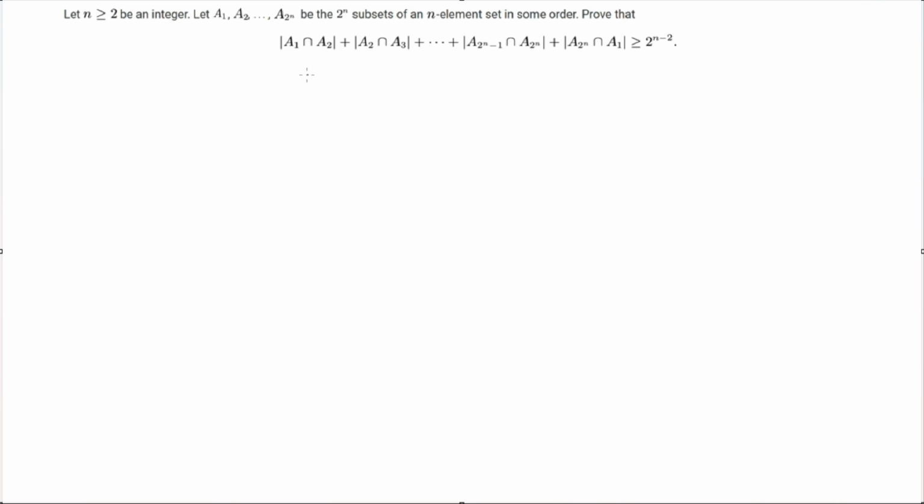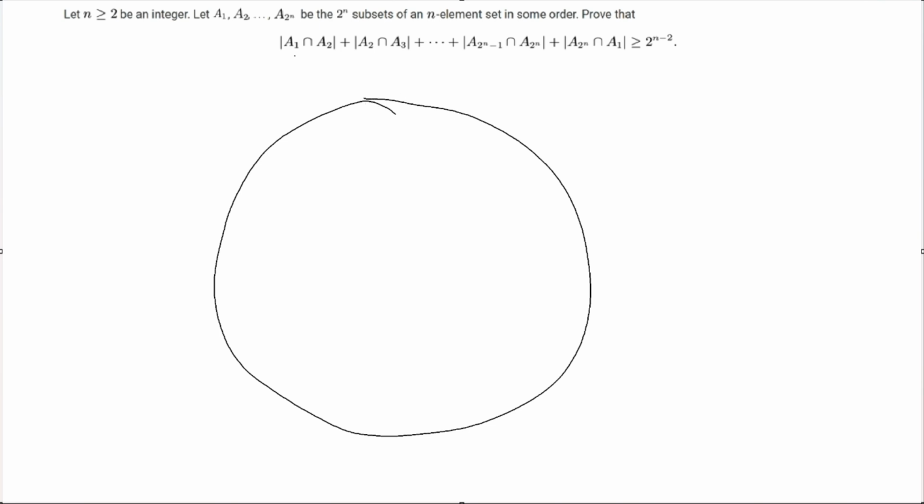And as I said earlier, it seems like we're going around in a cycle. We go from a1 to a2, then a2 to a3, all the way to a_{2^n - 1} to a_{2^n}, and then a_{2^n} all the way back to a1. So therefore, it makes sense if we visualize this problem by looking at it on a circle. So now let's try out some of our simple cases.